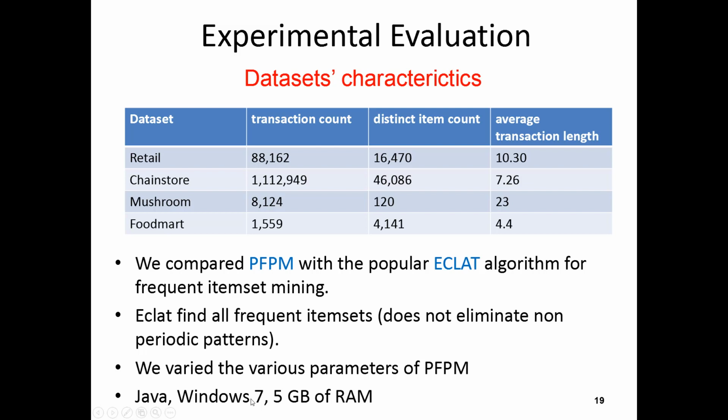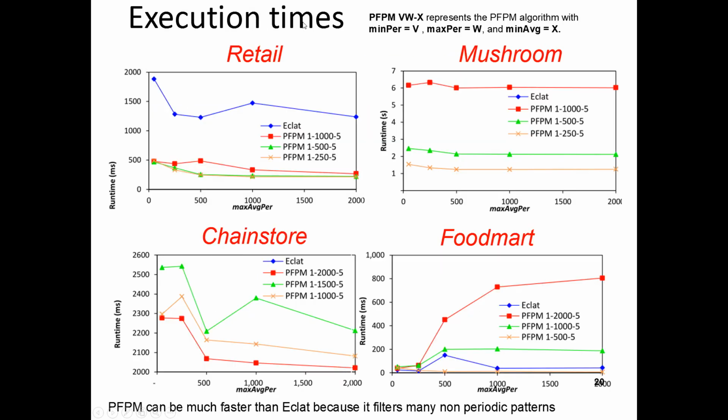So we use Java, Windows 7, 5 GB of RAM, and we did some experiments. I will show you. So first we evaluate the execution time. We use the retail, mushroom, chain store, and FoodMart databases. For retail, we have a chart like this. We change the parameter, the maximum average periodicity, and we look at the runtime to see what's the difference. Then we compare ECLAT to find the frequent item sets with our algorithm called PFPM.